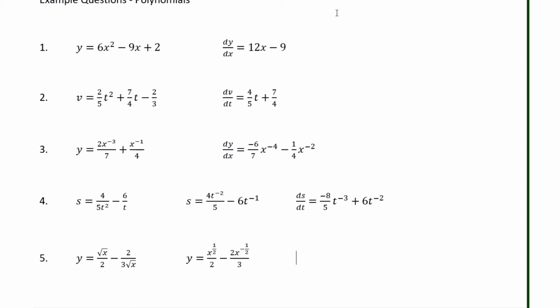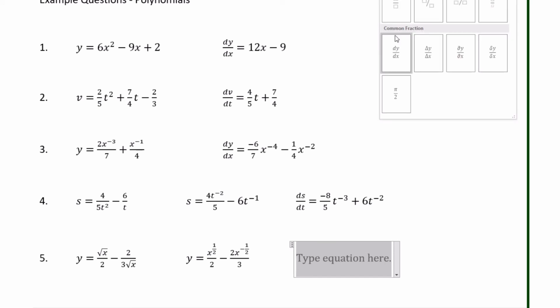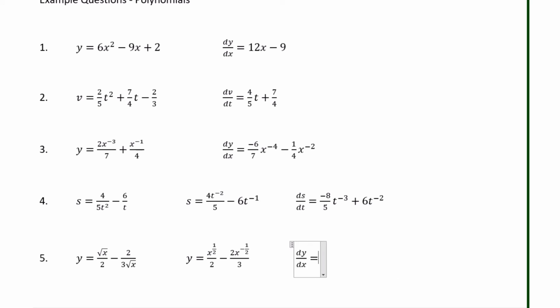So now we can actually do the question. That's rewriting the question by changing the square roots to powers of halves, and anything on the bottom we've moved to the top and changed the sign of the power. Now we need to actually differentiate it, and it's y and x, so we write dy by dx equals.